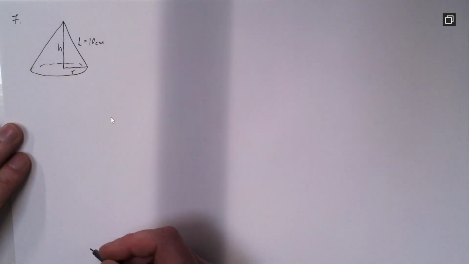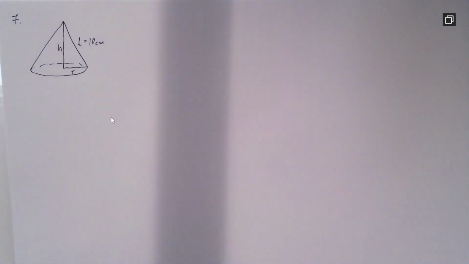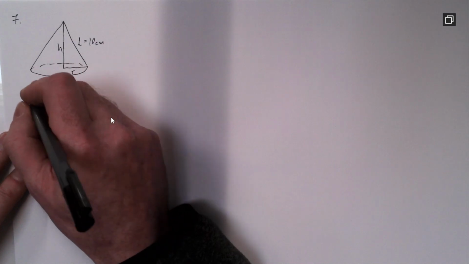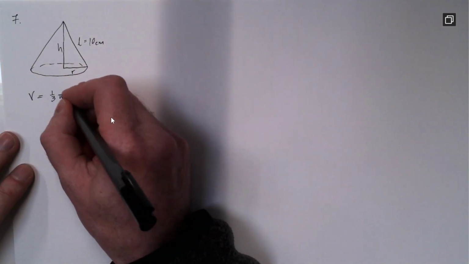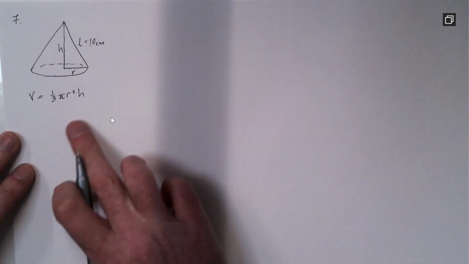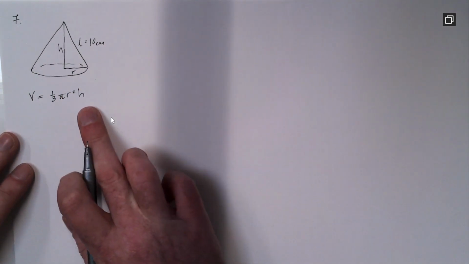Okay, now the slant height of the circular cone is 10 centimeters. Find the maximum volume. So the volume is one third pi r squared h. So we have a problem here, because we have r squared and h.